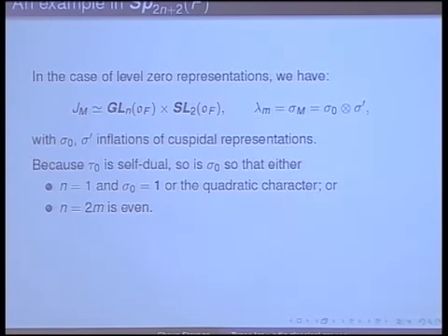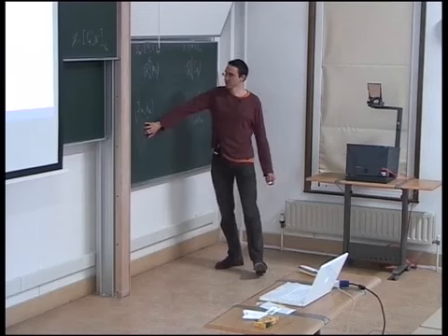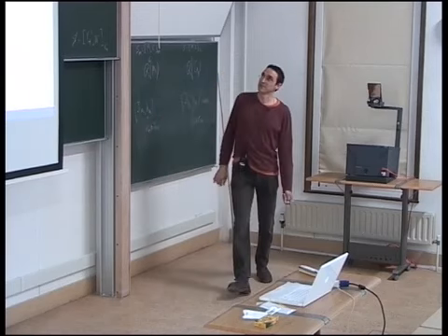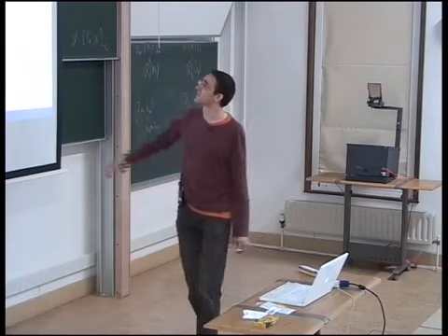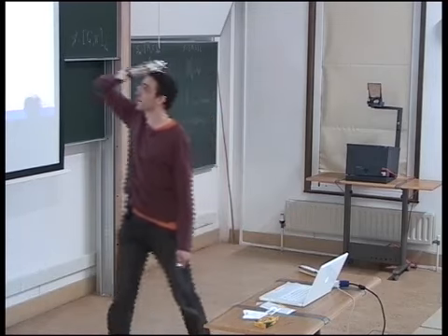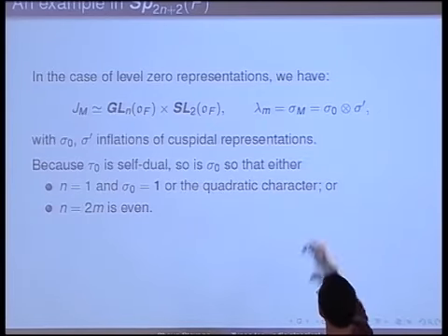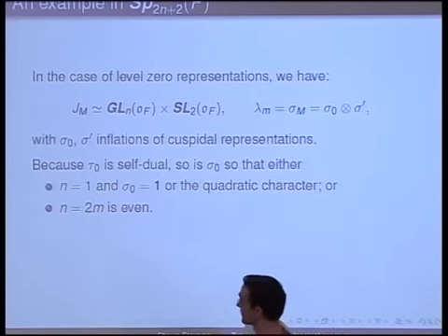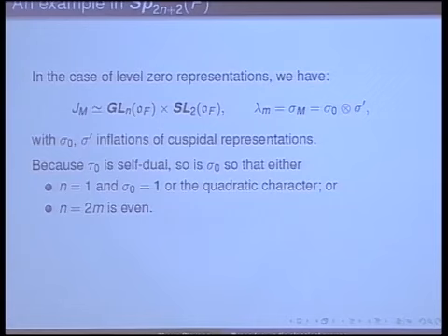Okay, and this is level 0, so there's no kappa M, it's the trivial representation. So I can write this as a tensor product of sigma 0 and sigma prime, where sigma 0 is a cuspidal representation of the GLN over the finite field, and sigma prime is a cuspidal representation of SL2 over the finite field.